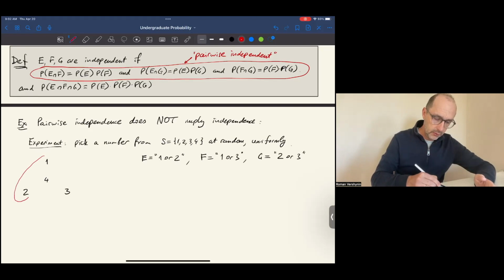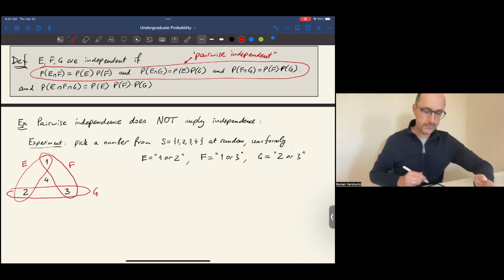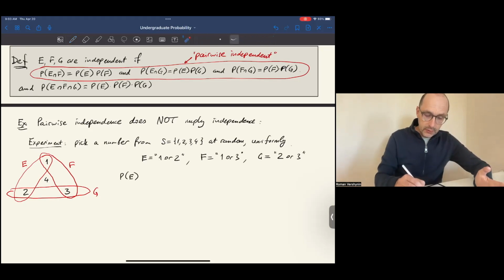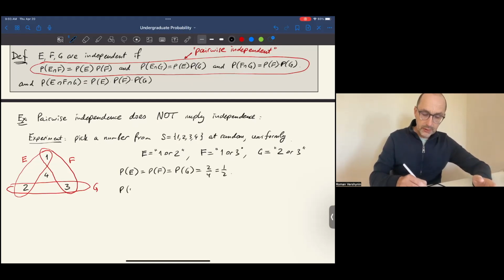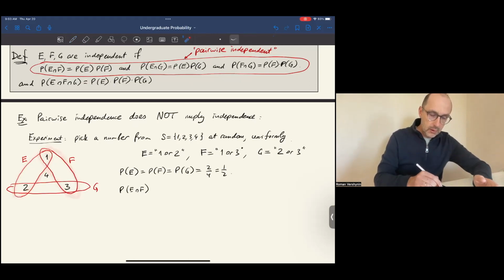So E is this event, F is this event, and G is this event. What's the probability of E? E has 2 elements out of 4, so that's 1/2. And so is the probability of F and G. What's the probability of E intersection F? E and F intersect only in one element, 1. So that probability is 1/4.